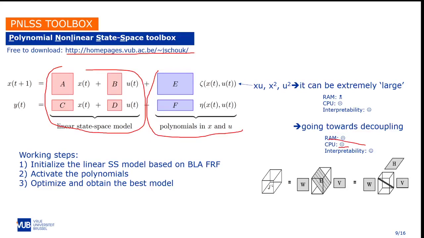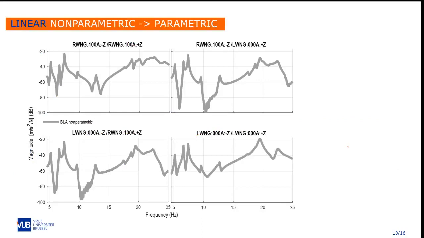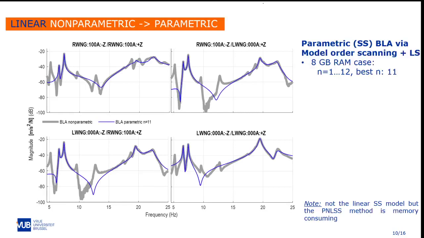Okay, let's continue with the actual process. So the first step is to build a linear non-parametric model. This you can see here. To make it simple, you will see here only the low-level excitation. And we go towards parametric state space models. The first case is what is in our paper, that we use 8 GB RAM, a model order scanning between 1 and 12 states, and we found that 11 is the best solution.